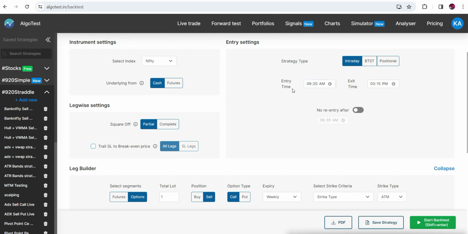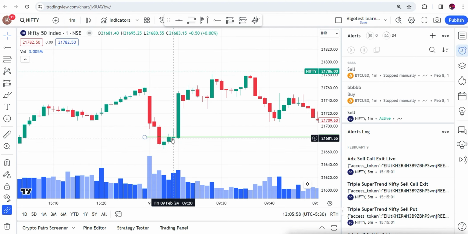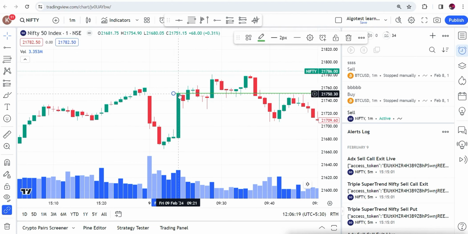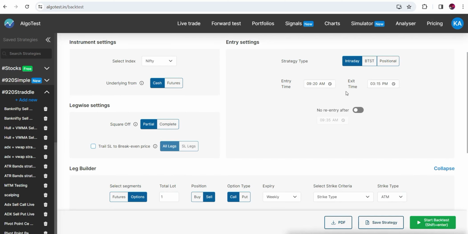What is entry timing? For example, I have shown you Nifty that this is the 9:20 timing here, and at 9:20 the price was 21,683. So if we select 9:20, it means it will select the price 21,683, the price at morning 9:20. Assume we select 9:22, meaning the 9:21 candle closed at 9:22. Assume it closed here, the price was 21,751. So it will select the price 21,751 if we select 9:22. So this is the meaning of entry timing here. We will discuss more in detail about entry timing.